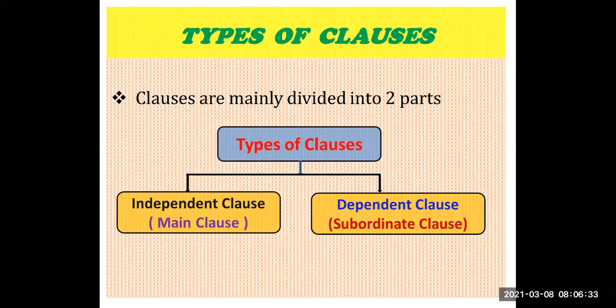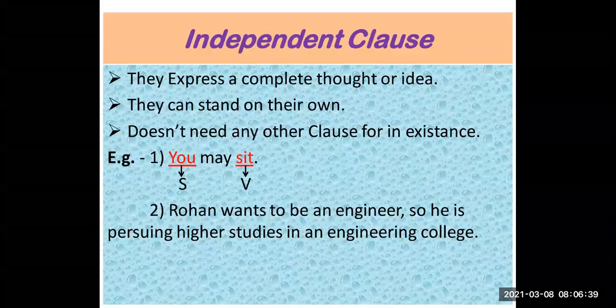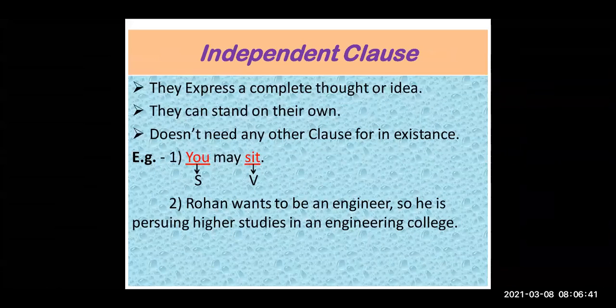So first we are going to see what is meant by independent clause. What does independent clause mean? Here, they express a complete thought or idea. An independent clause expresses a complete thought or idea. It can stand on its own and doesn't need any other clause for its existence. Which are the 3 points we have to keep in mind for independent clause? They express a complete thought or idea. They can stand on their own and don't need any other clause for their existence.